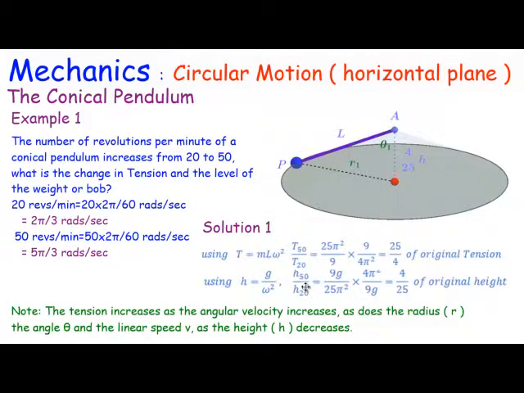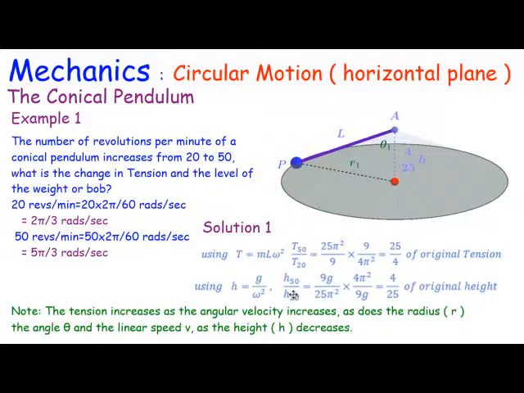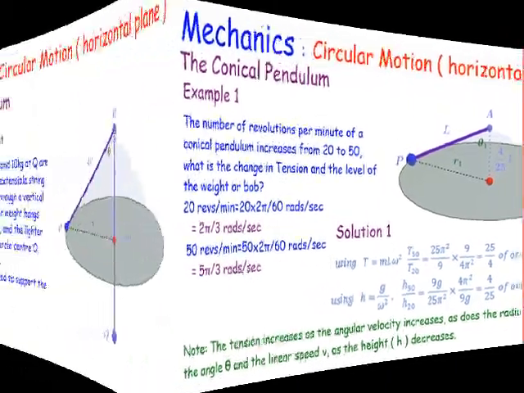So that it's a bit obscured. There we are. Okay, so basically the height turns out to be 4/25 of the original height. I just marked it in there. So the tension increases and the height decreases. Okay, let's have a look at example 2 now.